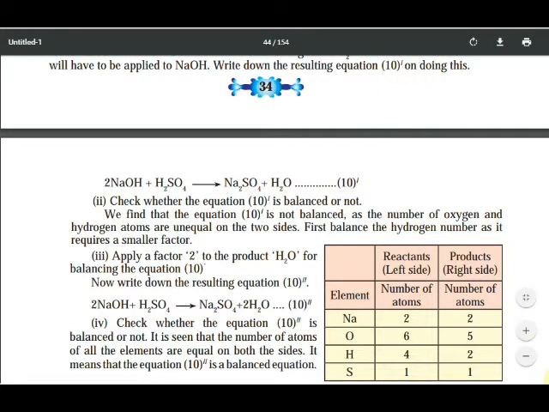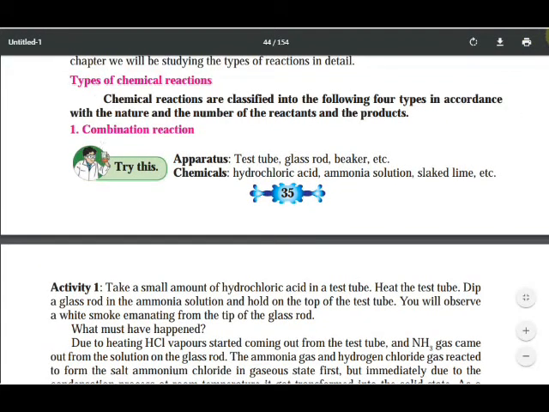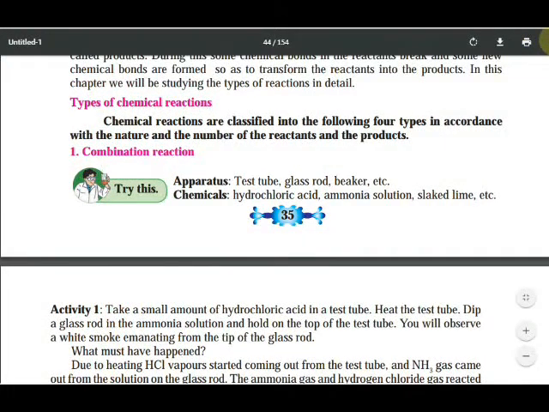Now we are going to see types of chemical reactions. What is the type of chemical reaction? Chemical reactions are classified into the following 4 types in accordance with the nature and the number of reactants and the products.